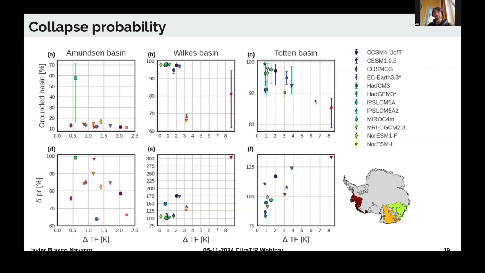In this Totten Basin, we see that even under 4 degrees of oceanic warming, we still do not collapse Totten Basin. However, in the case of the CESM simulation, which has a very high oceanic warming, 8 degrees, we start to observe a retreat, although this retreat is not as pronounced as in the other cases. It retreats only until 85%.